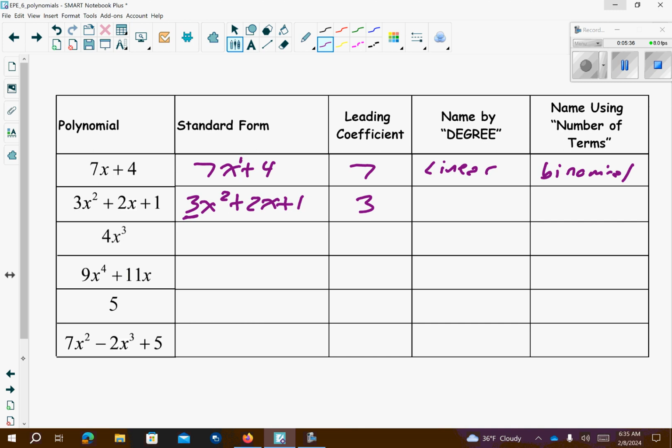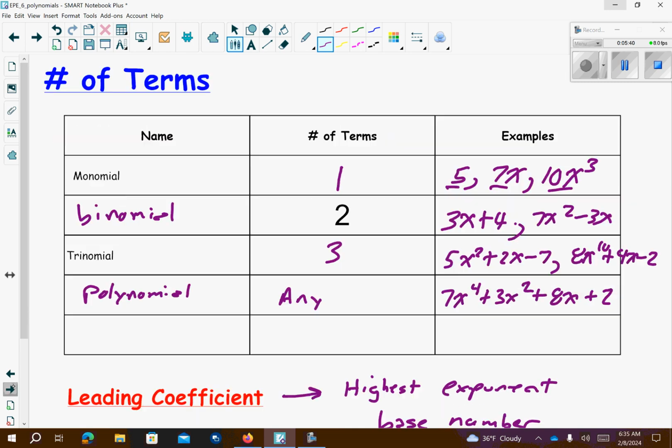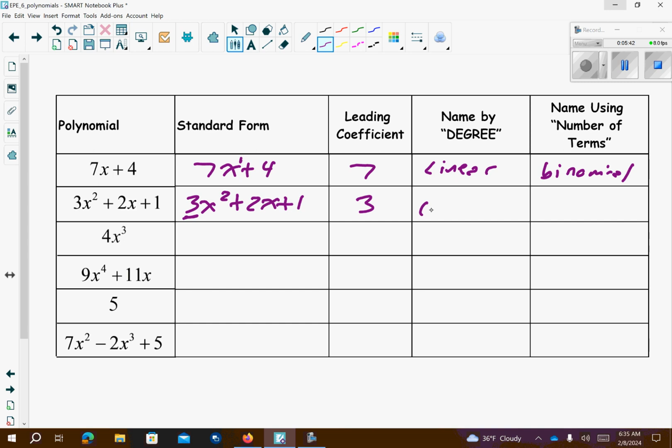So if we name this by degree, go back and say, okay, to the second power, that was called quadratic. And we have three terms. We have 1, 2, 3. Remember, a term is separated by addition or subtraction. So if you name this by number of terms, this is called a trinomial.